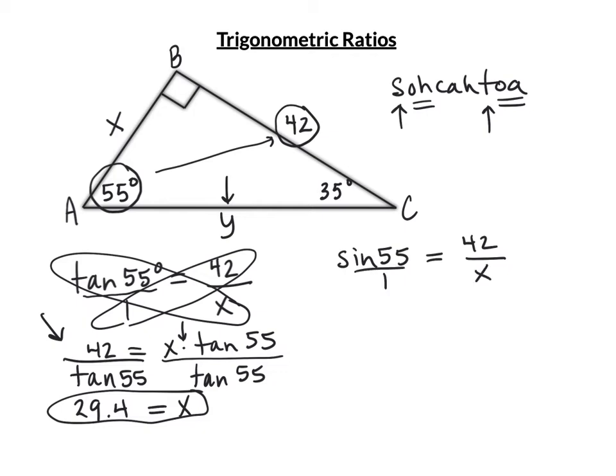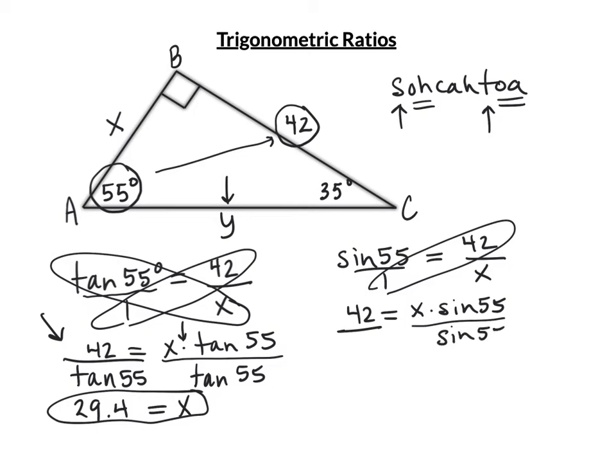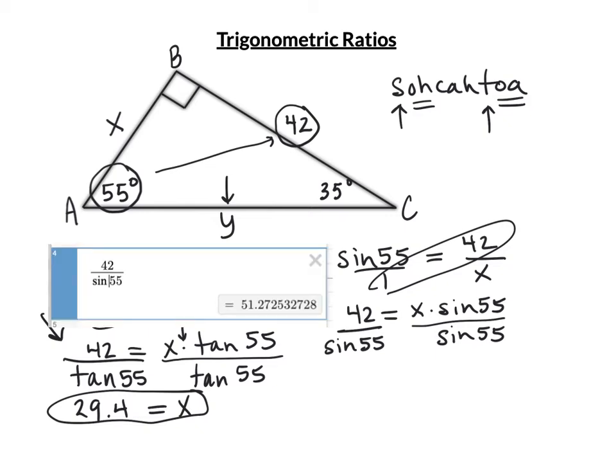Put this over 1 and cross multiply. 42 times 1 is 42, and y times the sine of 55. Get the y by itself. To get rid of that multiplication, we divide. Divide both sides by the sine of 55. Put this in the calculator. 42 divided by the sine of 55. That looks to be about 51.3 to the 10th.